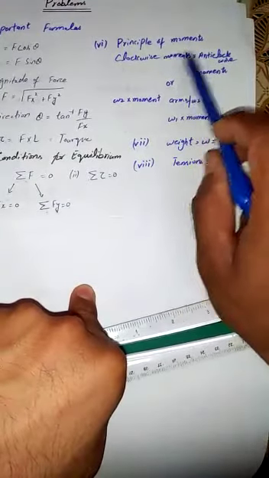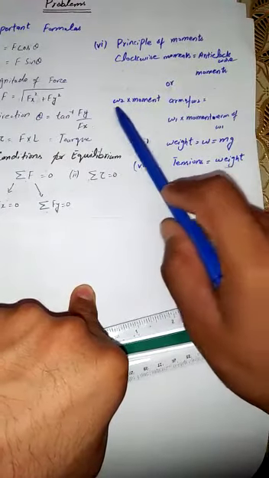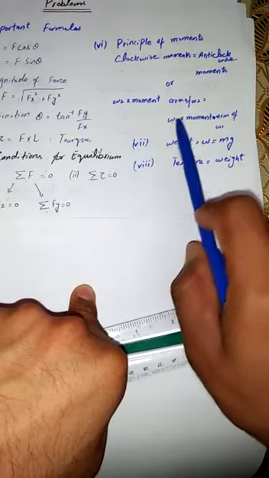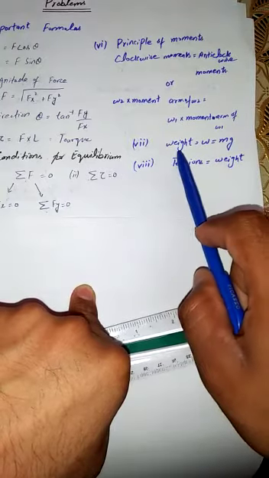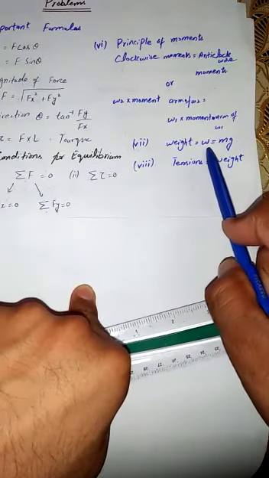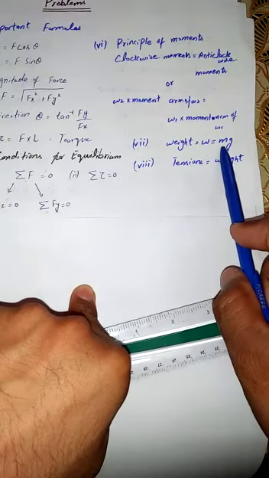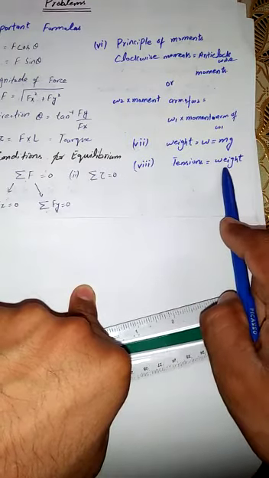These are the principle of moments: clockwise moment is equal to anti-clockwise moment, or we can say that W2 multiplied by the moment arm of W2 is equal to W1 multiplied by the moment arm of W1. The next one is weight. Weight is denoted by W and is equal to mass into gravity, and the last one is that tension is equal to weight.